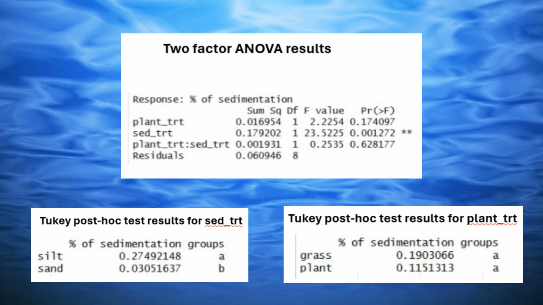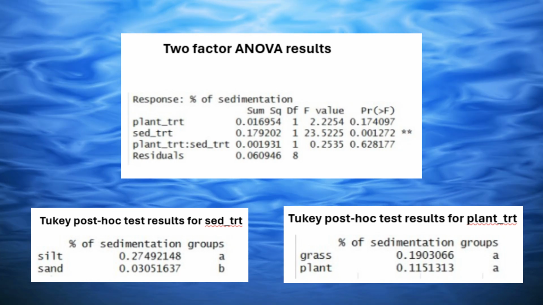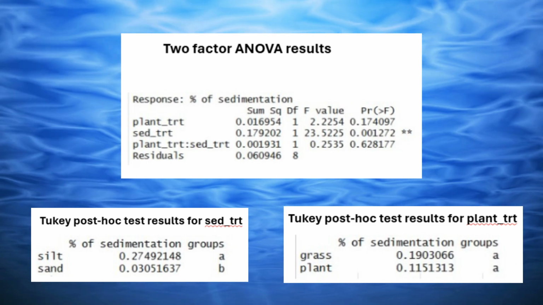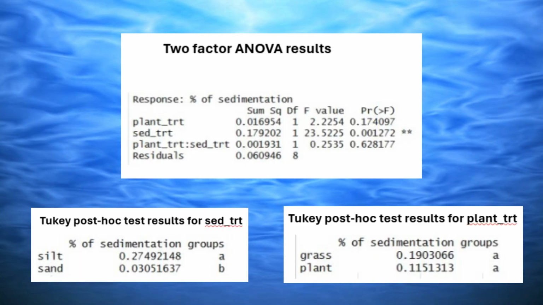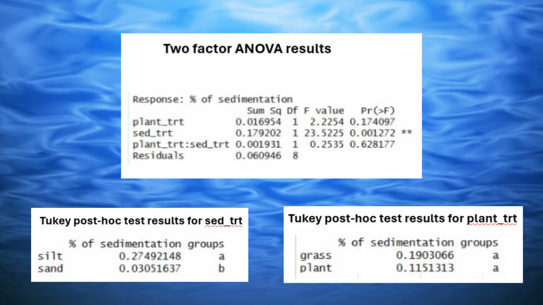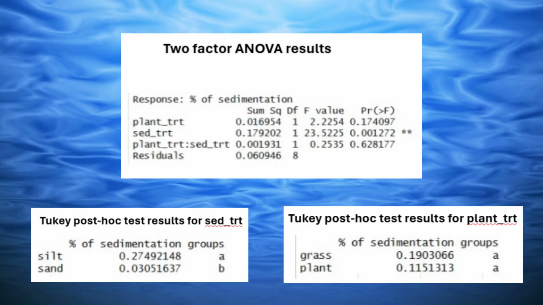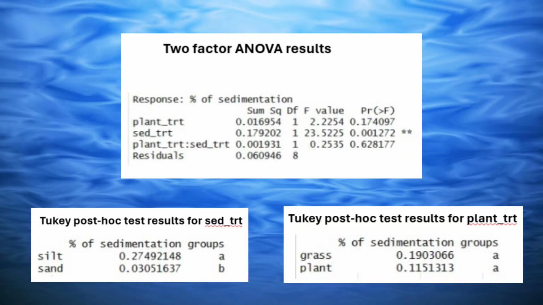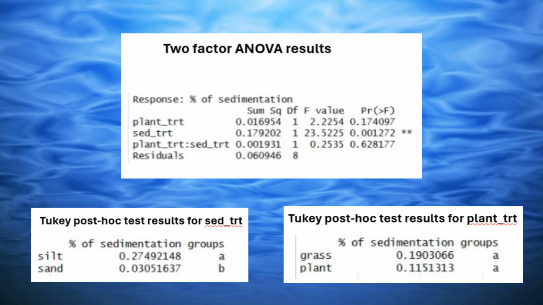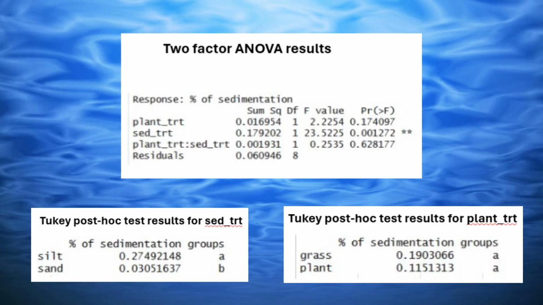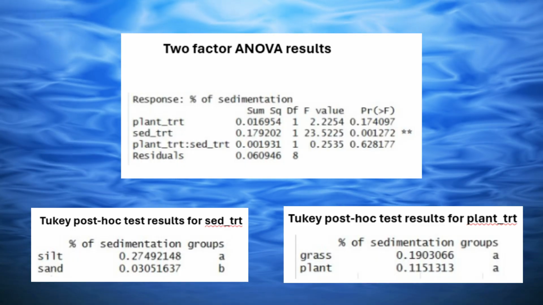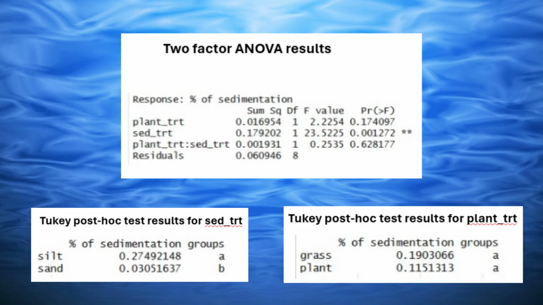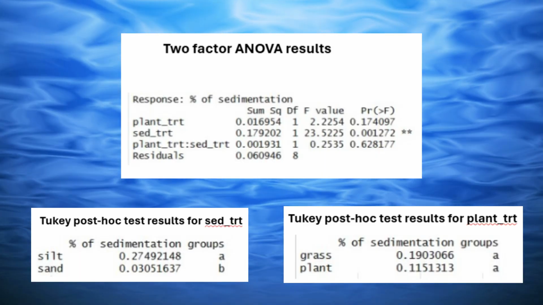The test result indicated that there was no significant effect of plant treatment on the percent of sedimentation, since its p-value was above 0.05. On the other hand, sediment treatment had a significant effect on the percent of sedimentation, since its p-value is smaller than 0.05. Meanwhile, the interaction between them was again not significant, and again they are independent of each other, since the p-value is larger than 0.05. As for the significant difference between each group, the Tukey post-hoc tests indicated that plant and grass were not significantly different, having the same letter, while sand and silt have a significant difference since they have different letters.